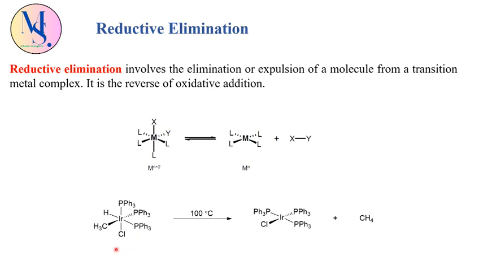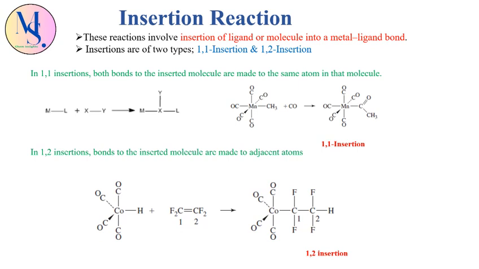Again, here is another example in which methyl and hydrogen groups are going to be removed from this compound, and when they are removed, the coordination number of this complex decreases, and also its oxidation state decreases by 2 degrees. Third type of reactions are insertion reactions. As the name indicates, it involves the insertion of one molecule into the metal ligand bond of an organometallic compound.